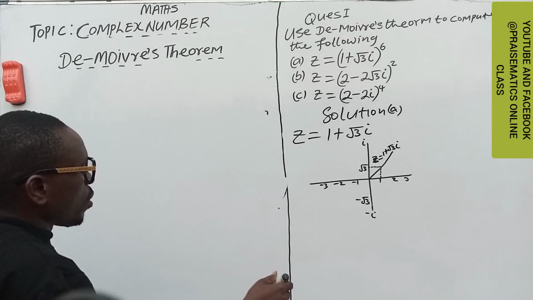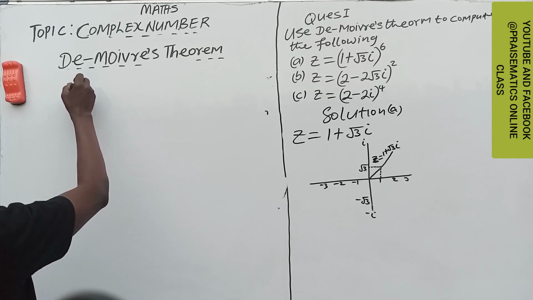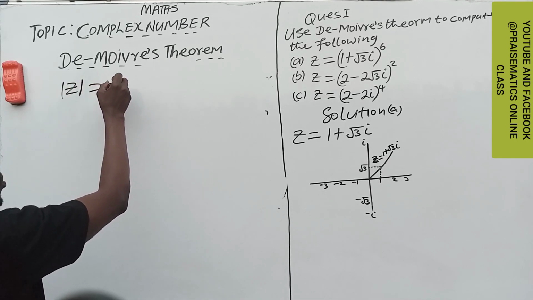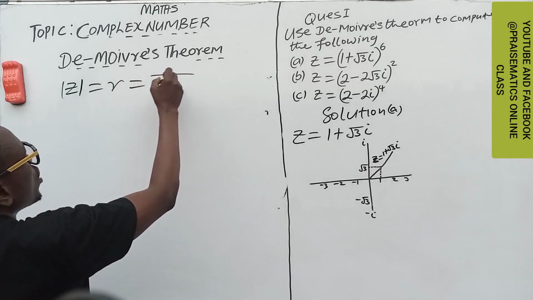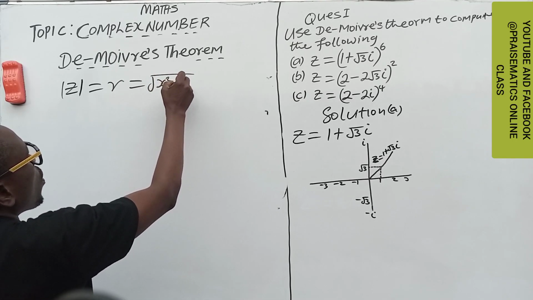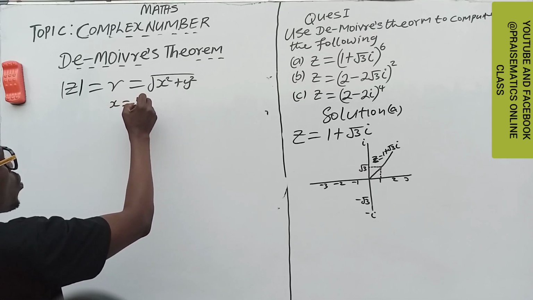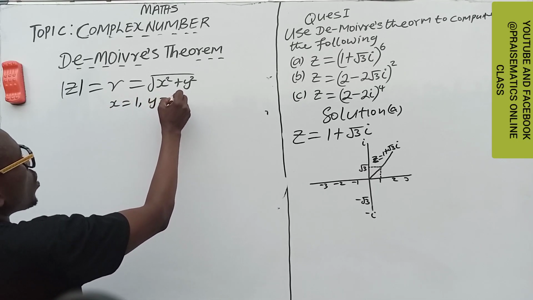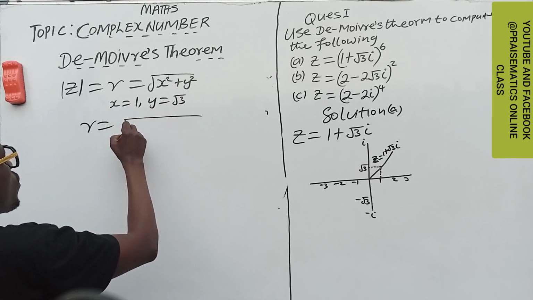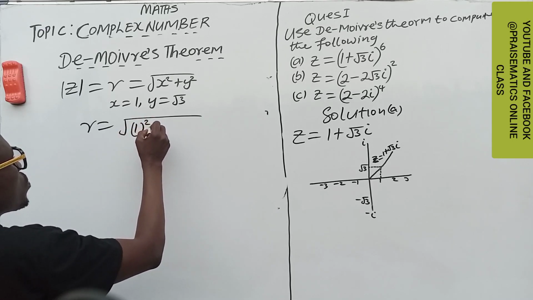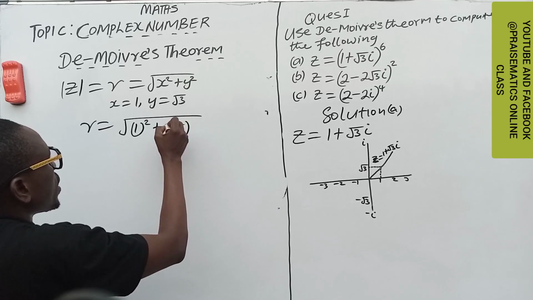Now we have to find the modulus. The modulus of the complex number, the modulus of z, is equal to r, which is the same as the square root of x squared plus y squared. Our x is equal to 1, y is equal to root 3. So r is equal to the square root of 1 squared plus root 3 squared.